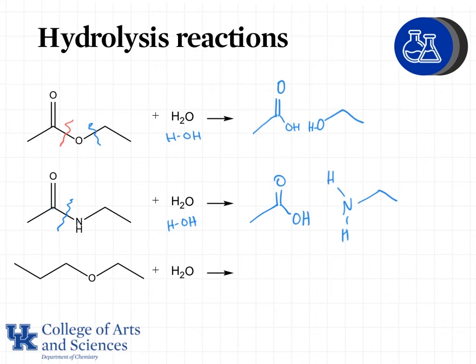Now we're going to look at the last one, and this one doesn't make it as clear as far as which one we're going to break between the carbon and the oxygen, because there's nothing that distinguishes between the two. So let's look at this one, and we see we have 1, 2, 3 carbons, and then we have an oxygen with 2 carbons. Now we need to add our H and our OH, and we're going to add the OH to the fragment on the left and the H to the fragment on the right.